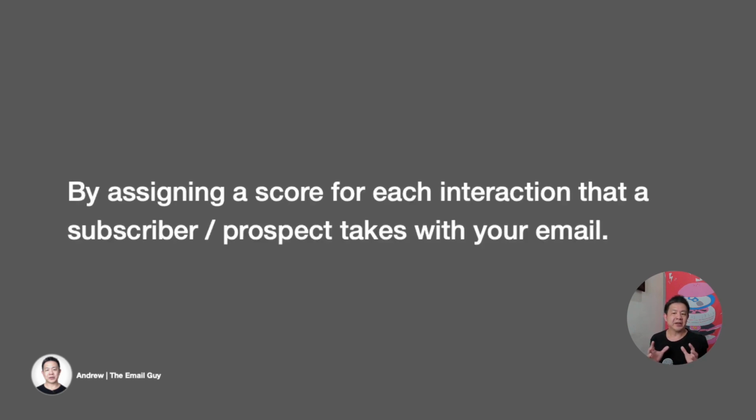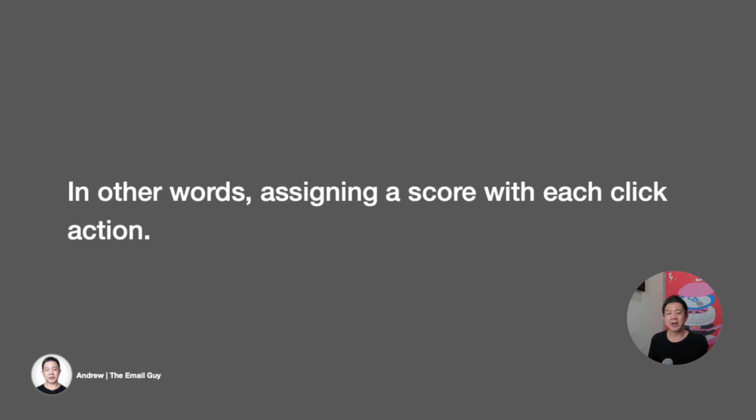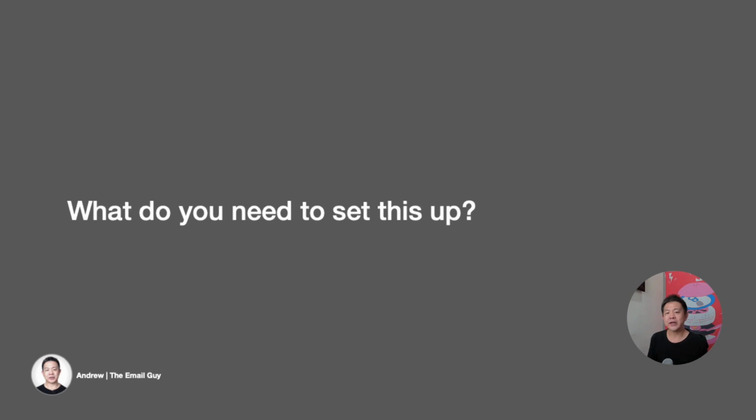You start by assigning a score for each of the interactions that a subscriber or prospect takes with your email. In other words, you'll be assigning a specific score or number with every click action. So what do you need to set this up?